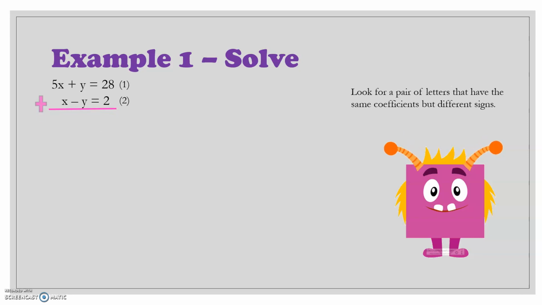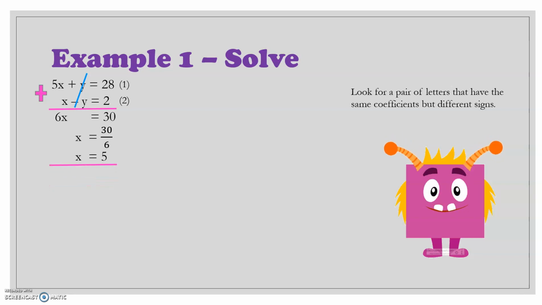So I'm going to put my bar and we're going to add. So 5x plus x gives me 6x. What happens when I add a positive 1y, take away 1y? Well, they cancel each other out. Then 28 plus 2 is 30. Now I have a one-step equation that I can solve. So I'm going to divide both sides by 6. So x equals 30 divided by 6. x is equal to 5.